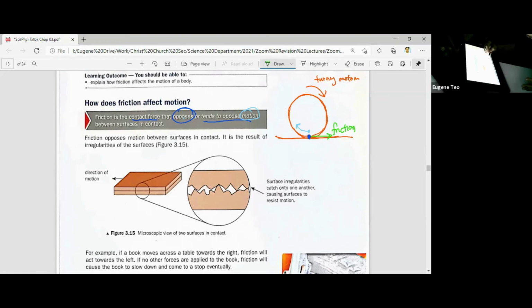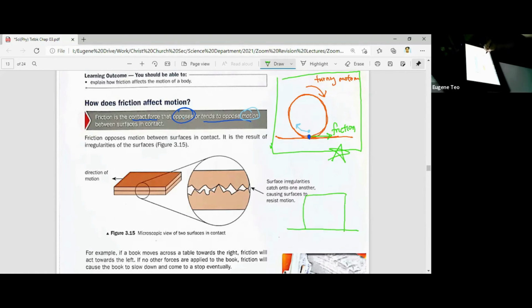It may sound counterintuitive, because imagine if the wheel is turning like that and my car is moving forward. I thought friction will actually be like going backwards. So this is the part where you must really analyze the motion. Ask yourself, how is the wheel moving? And then from how the wheel is moving, you determine the friction. So this kind of question, you must take note, you must learn how to do it. Because this is the trickier kind of question.